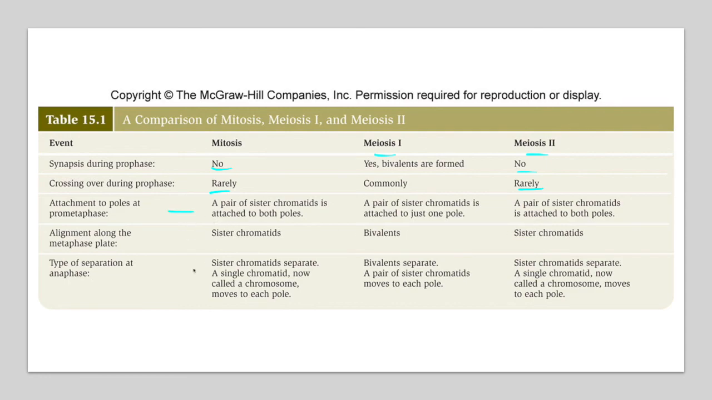They all pretty much have the same here, except for in meiosis 1 we see bivalents, whereas here we see sister chromatids. So sister chromatids look like this. Bivalents look like that. Right? So we have double the copies. They're stuck to each other. And then, of course, what type of separation occurs at anaphase. In meiosis 1, we separate the bivalents. In meiosis 2, we do the same thing that occurs in mitosis.